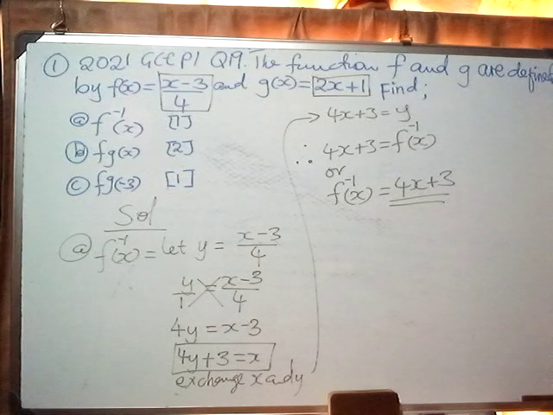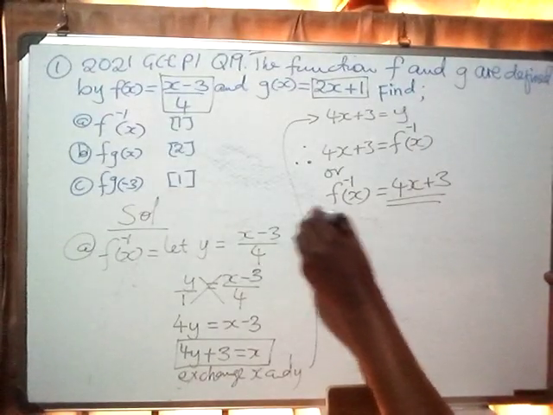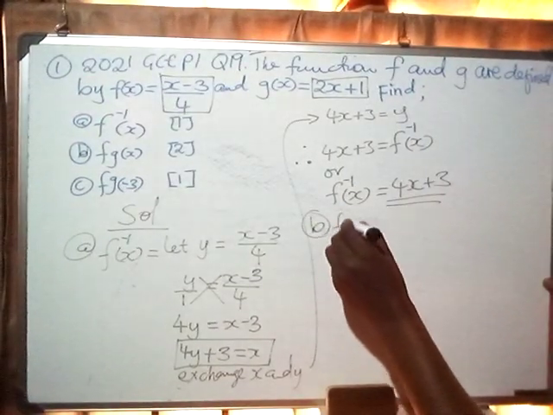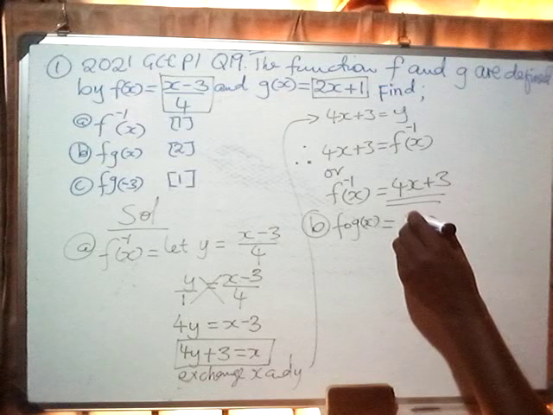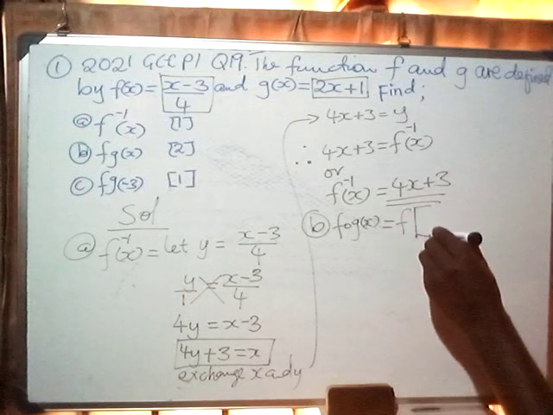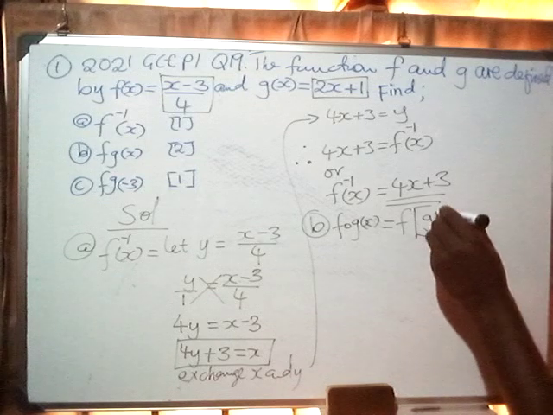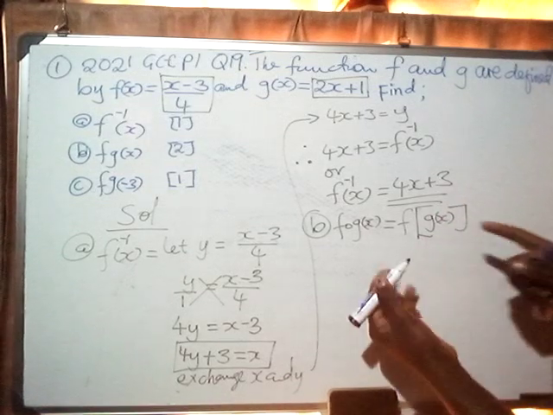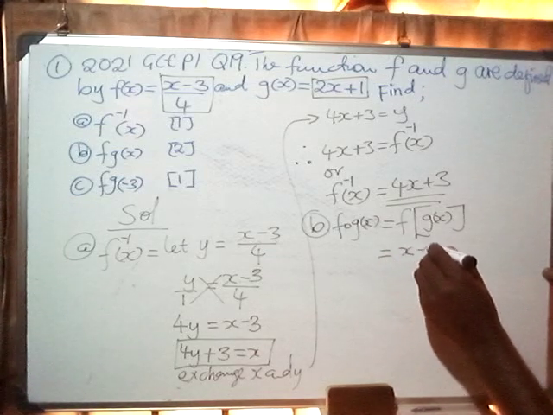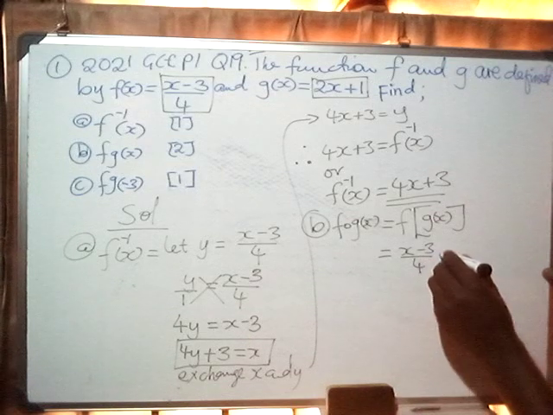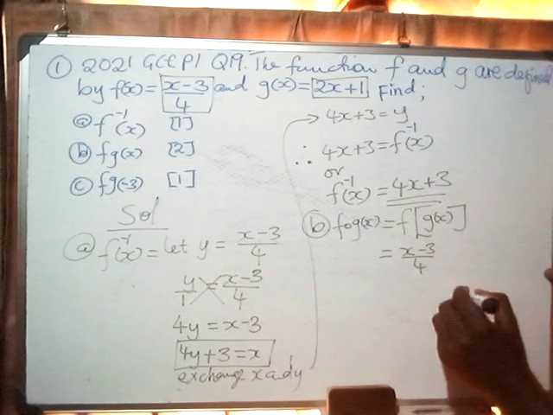So let us now go to question number B, which has 2 marks. It is f of g. F of g, we learned that it will be f with the bracket of such kind, then we say of g, like this. Now what is f? The function of f is (x minus 3) over 4.